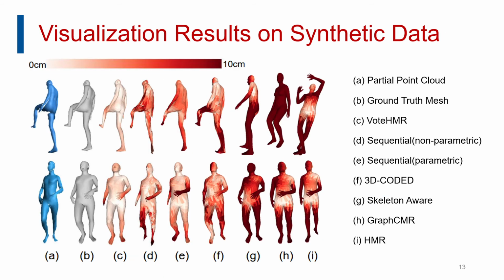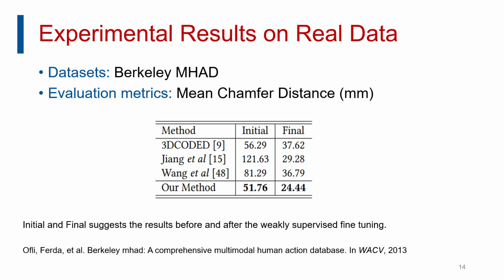We provide qualitative results on the Surreal dataset. Compared with the baseline methods, our method achieves more reliable detection results with more accurate human mesh and lower vertex error. We also evaluate the generalization ability of our VoteHMR on real data in comparison to the point cloud-based methods. All methods are tested on the Berkeley MHAD dataset but trained on the Surreal and dFaust datasets.